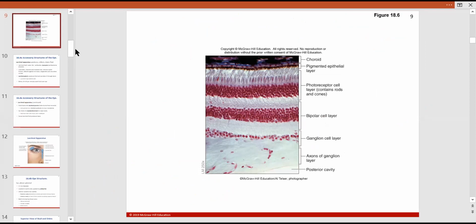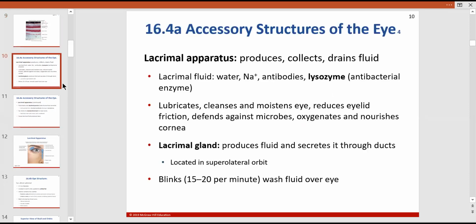Don't worry about these layers. I know this may show up, these layers of the retina and the choroid within. Don't worry so much about these layers. I won't use these questions because you have enough to worry about.